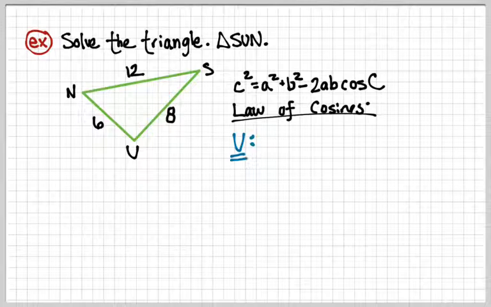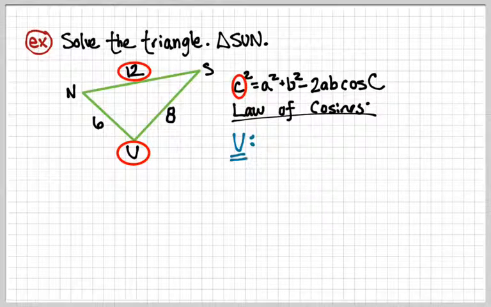Now, if we are solving for angle U, you want to identify what's opposite, right? So we have U and 12. So that is going to be my C's. They're across from each other, C and C. So here's how I'm going to set it up. We'll set up the outside first, and then we'll work our way in.